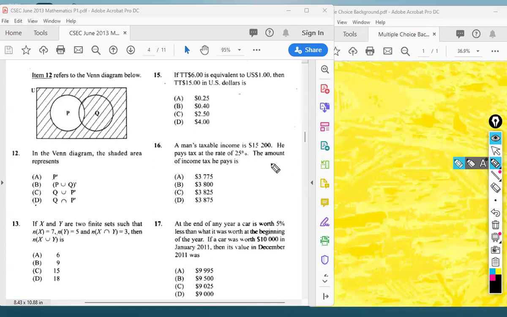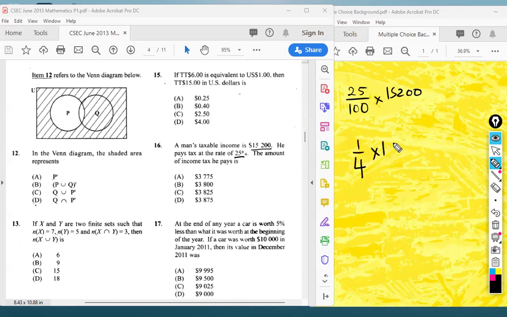You're just gonna find 25% of this, right? Now, there are 2 ways we could do it, right? We could put 25 over 100 and multiply it by this. But isn't 25% the same thing as a quarter? So they're asking us to find a quarter of that value, right? So 15,200 divided by 4 is 3,800.